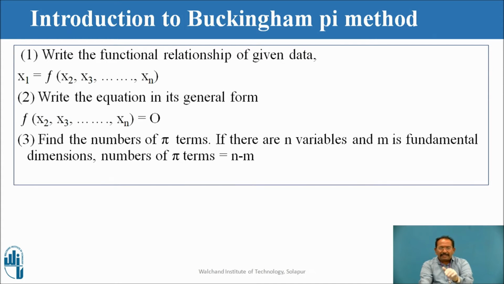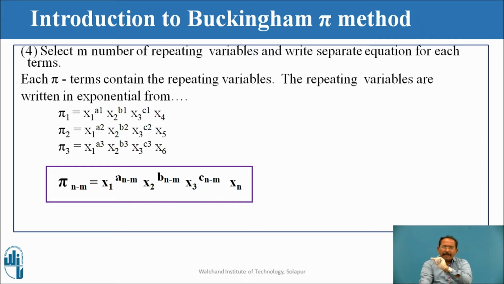Now these are the steps of this particular method. Write the functional relationship, then write the equation in the general form which we have just seen, equal to 0. Find the number of pi terms, n minus m. Then select m number of repeating variables and write separate equations for each term. There are repeating variables and non-repeating variables.